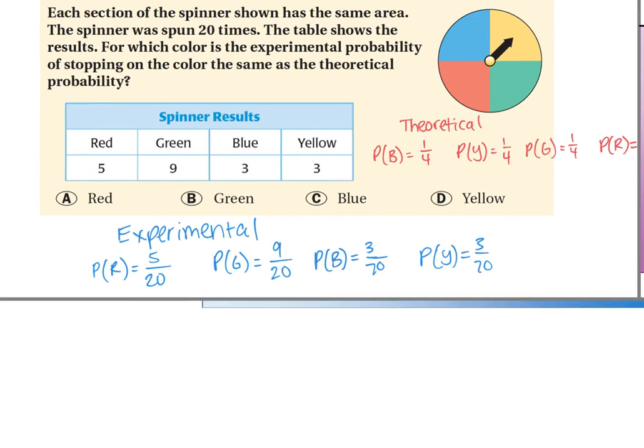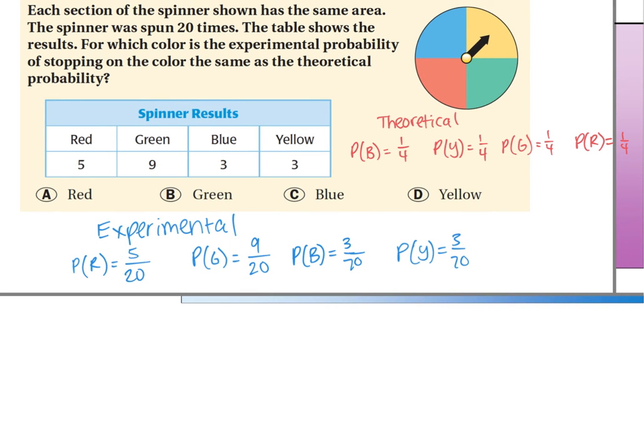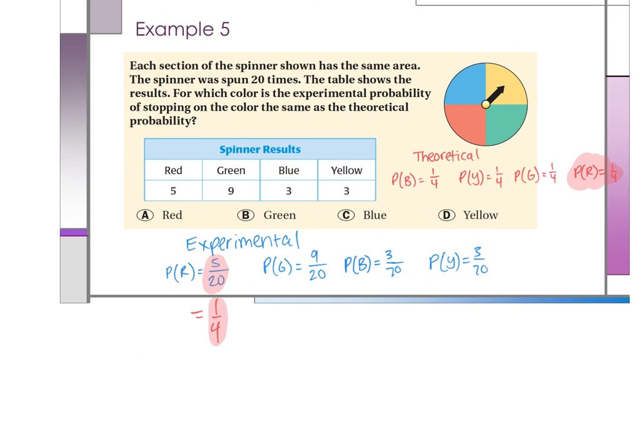Red. Very good. Because red is 5 over 20, which simplifies to 1 over 4. And 1/4 is the same as the theoretical for red. So our answer is the red.